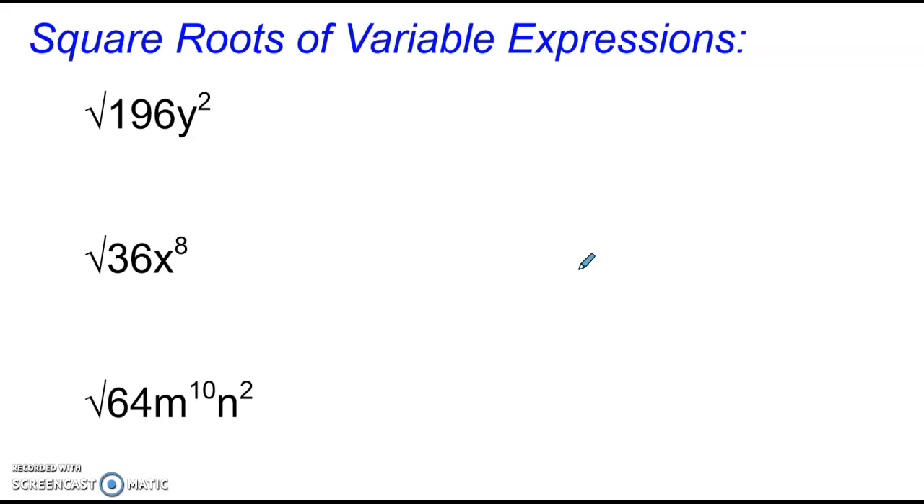Now, we'll start with some simple ones here because these numbers, 196, 36, and 64, all just happen to be perfect squares. But it'll help us illustrate the point about how to deal with variables. So I'm taking the square root of 196y squared. And there's two factors here to consider. One is the 196 and the other is the y squared. Now, the square root of 196 is just 14. So that comes out of the radical as just 14. 14 squared is 196.